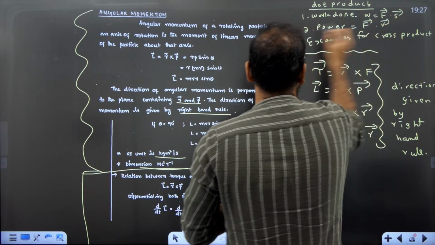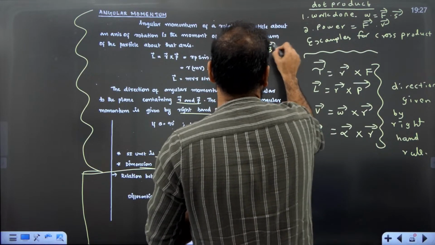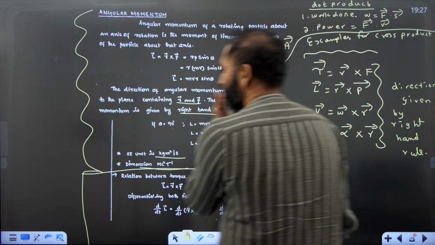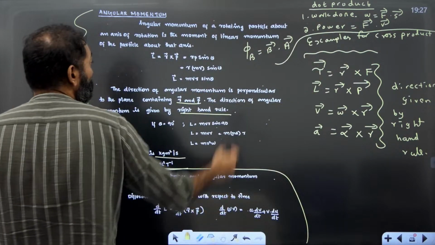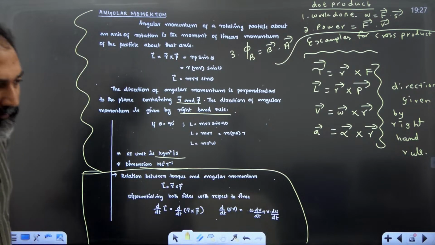And one more thing, magnetic flux is equal to B vector dot A vector, which you will study in second year. Another example for dot product is magnetic flux, which is B vector dot A vector.